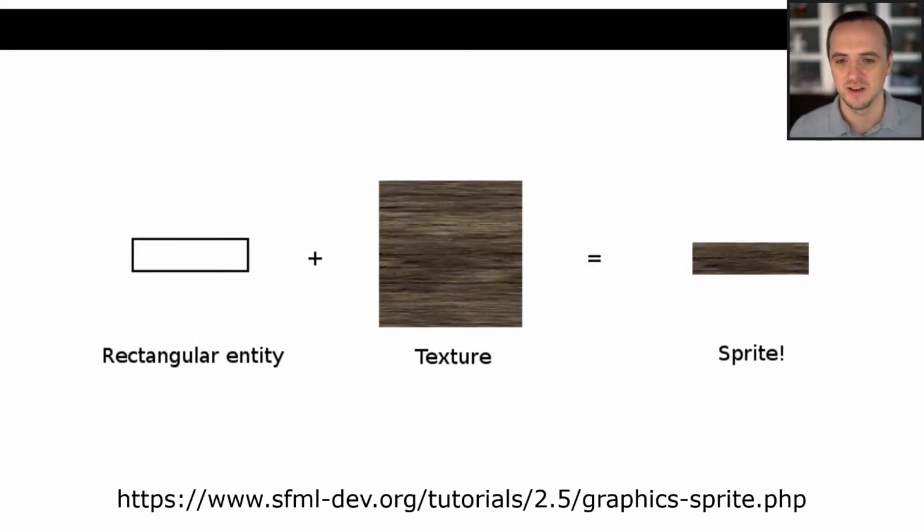But anyway, and this is all in the graphics and sprites tutorial for SFML, if we have some rectangular thing, for example, a rectangular entity in our game engine, and a texture, and we map that texture somehow to the entity, we get a sprite. And then we can just call window.drawSprite.